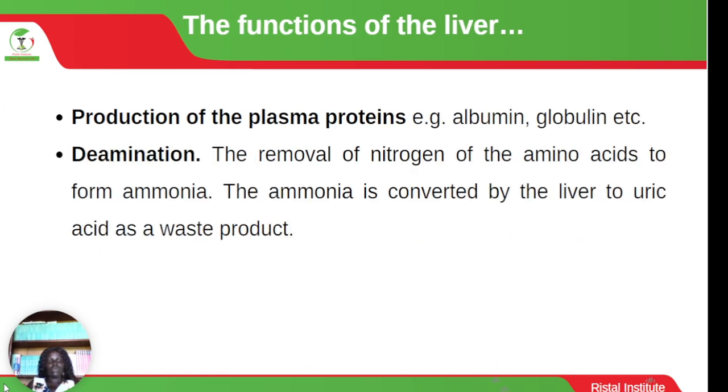The other function is production of the plasma proteins, for example, albumin, globulin, and many others. These can be produced from the liver. Then deamination, the removal of nitrogen from the amino acids to form ammonia. The ammonia is converted by the liver to uric acid as a waste product and is excreted out.